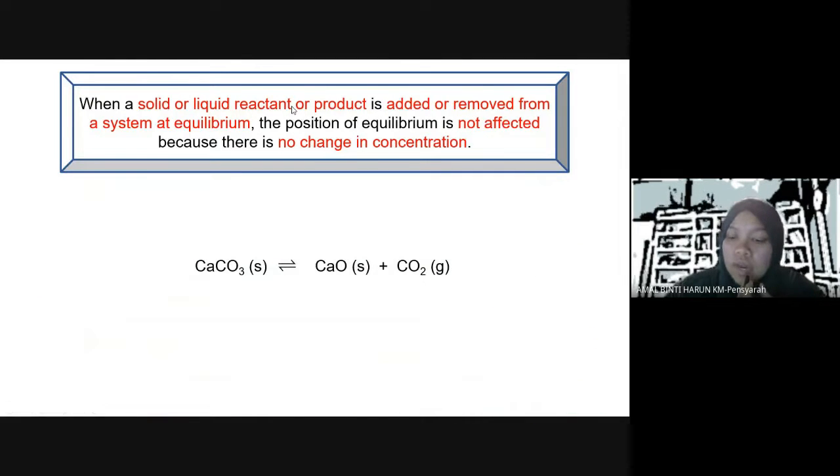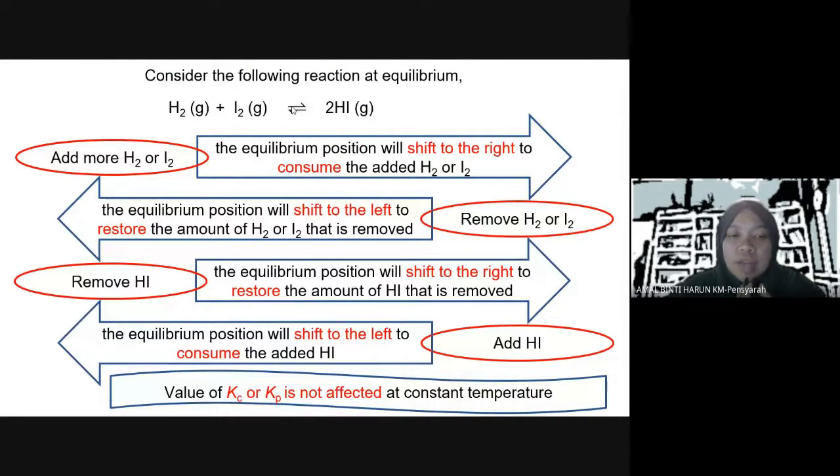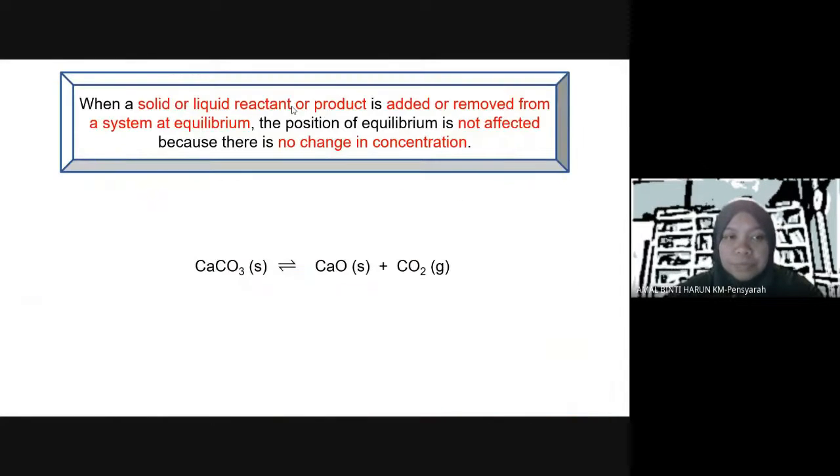Okay, alright. So please take note that the value of Kc or Kp is not affected by the concentration, but Kc or Kp is only affected by the temperature. Okay, then when a solid or liquid reactant or product is added or removed from the system at equilibrium, the position of equilibrium is not affected because there is no change in concentration.